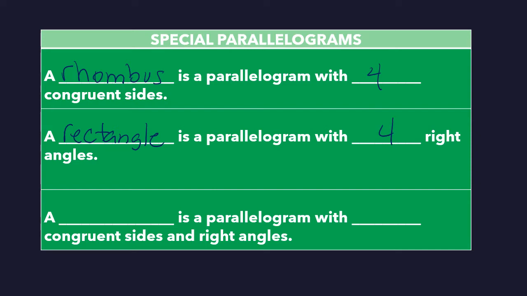Now, you might be like, hey, what about a square? But the thing is, a square has all of these characteristics. So a square is a parallelogram with four congruent sides and four right angles. So the biggest thing is, a rhombus has sides that are congruent, a rectangle has right angles, and then a square has both of those characteristics.